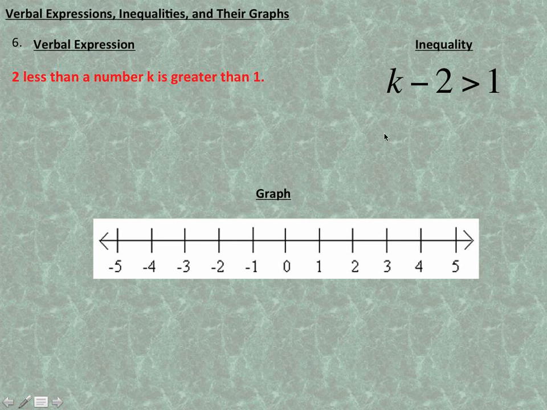All right? So now let's think of some numbers that work. Well, if you plug in 0, is 0 minus 2 greater than 1? Well, that would make it negative 2. Is that greater than 1? No, it didn't work. So that's not a solution.